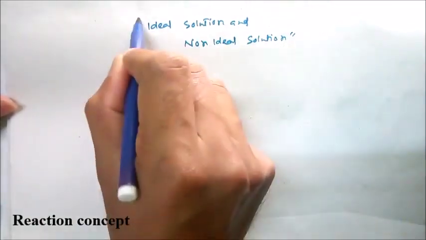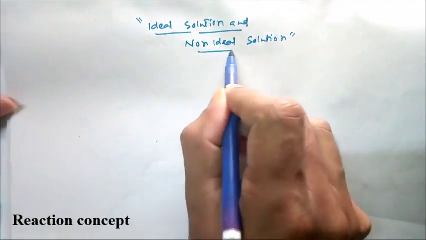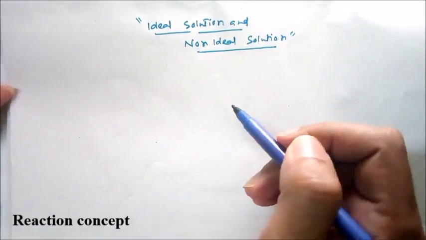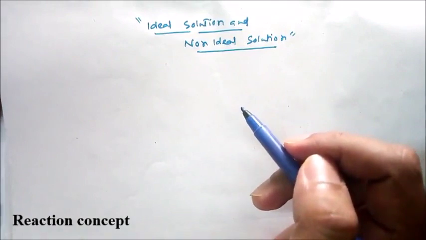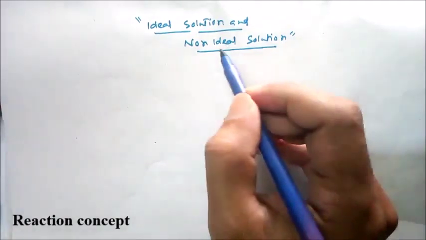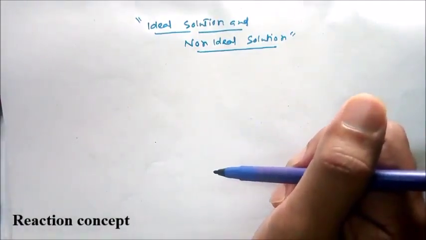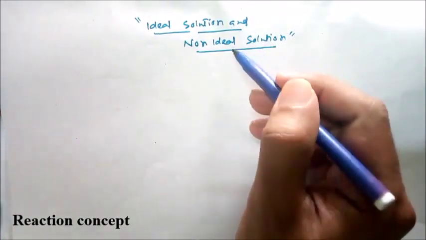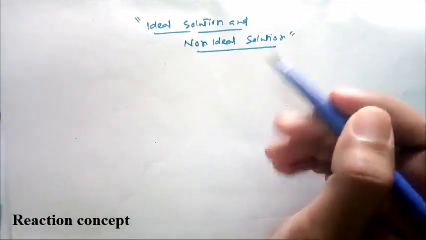In class 11, I hope you have already studied ideal gas and non-ideal gas. So what is ideal gas? The gases which obey the gas equation are known as ideal gas, and those gases which do not obey the ideal gas equation are called non-ideal gas. Similar concept can be applied in this case also. In the solution case, there is a law we have discussed, that is Raoult's law.